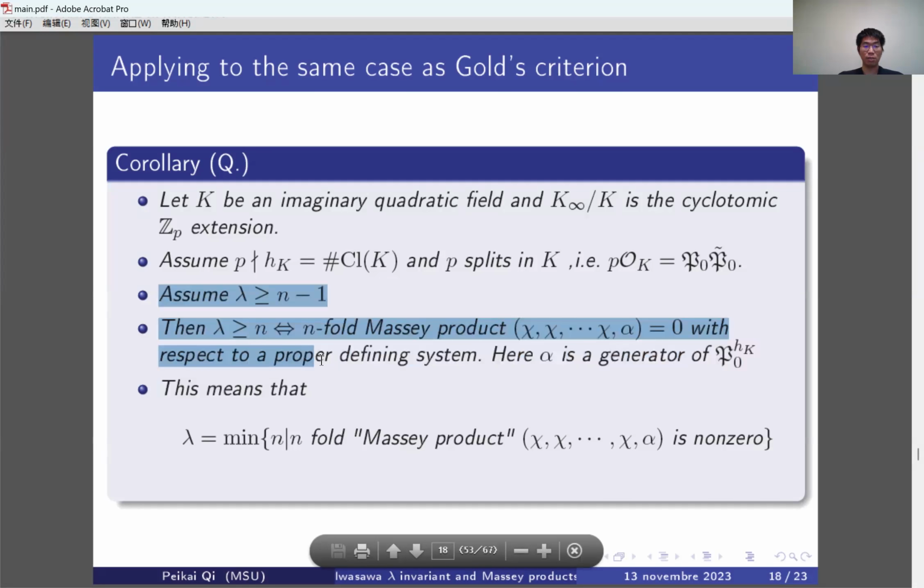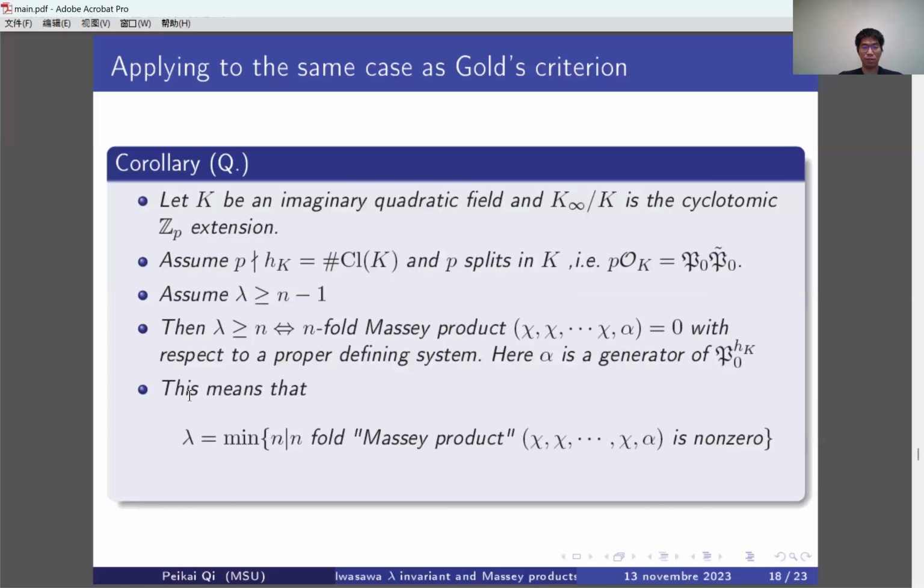So directly by this statement, this statement is equivalent to saying lambda is the minimal n. Here I have the quoting mark for the Massey product because it's not the same as the Min-Tens Massey product conjecture, the same Massey product. Here I need to fix the property defining system. I need to fix the data. In their conjecture you can modify this data, but in my case you can't modify the compatible data because I fixed the property defining system. You have to have the property. So I have a quoting mark here.